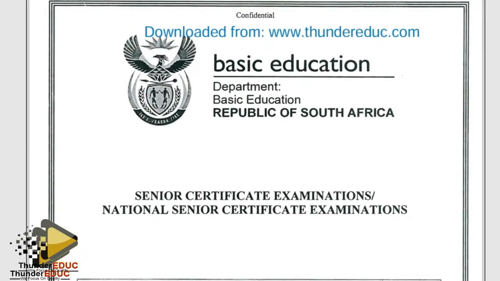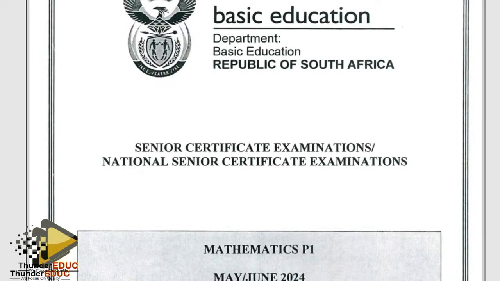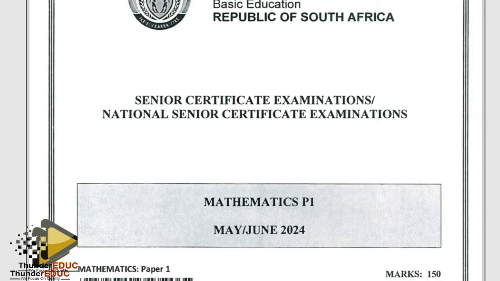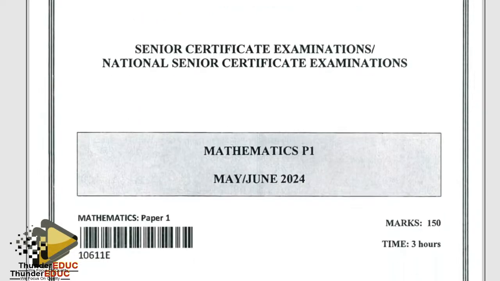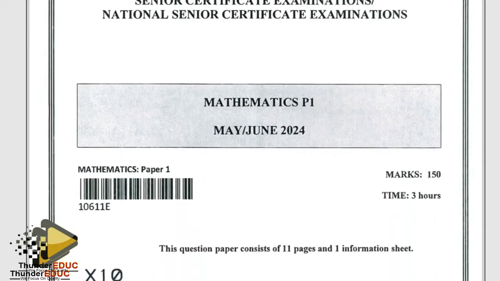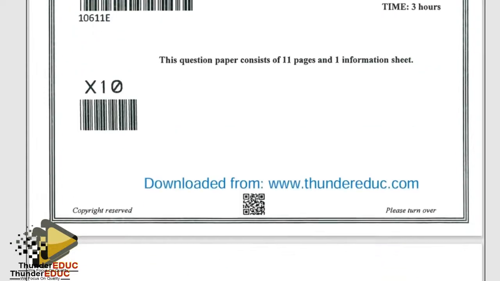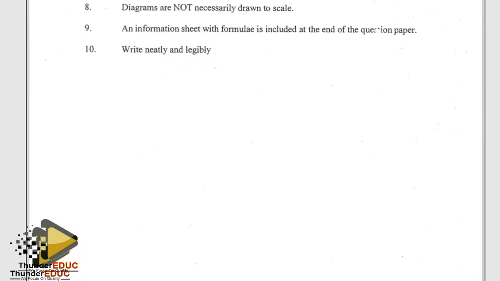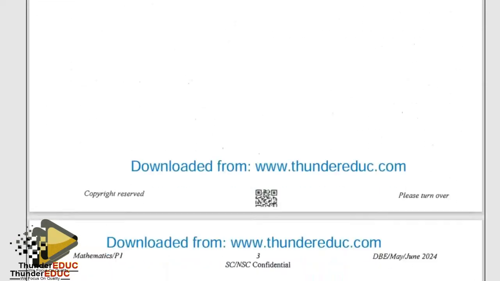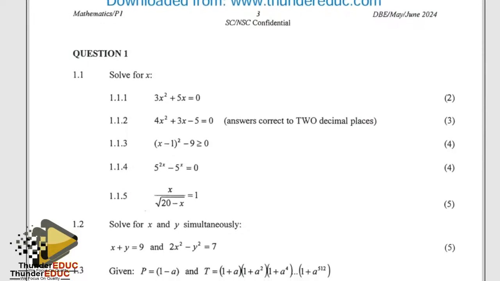Welcome to yet another episode where we shall be looking at the possible or suggested memorandum for the Mathematics Paper 1, May-June 2025. The paper was a 3-hour paper. Those were the instructions. And we have our first question.